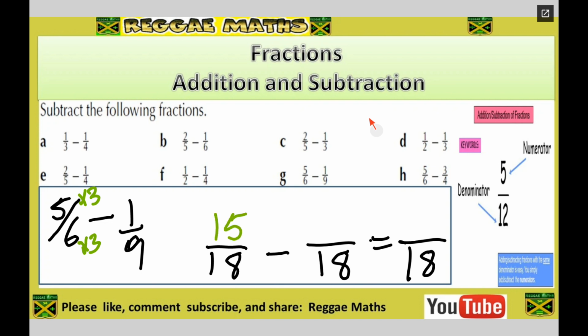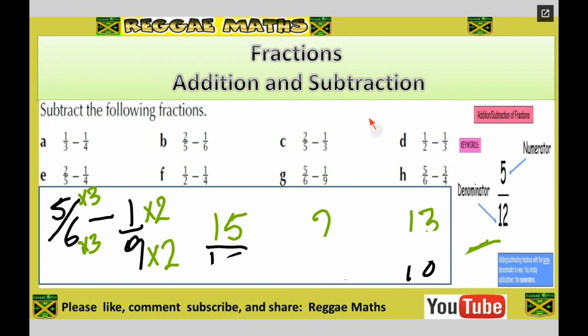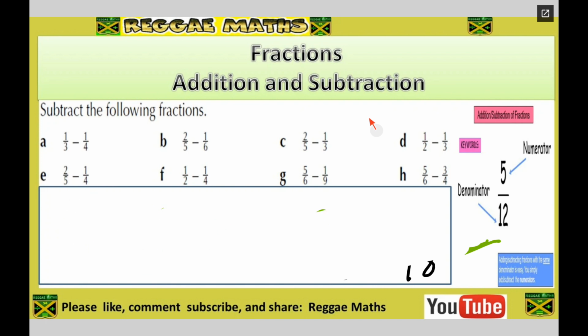Next, look at 9. What did I do? Times by 2. So 2 times 1 is 2. 2 from 15 is 13. Beautiful. Okay, so now if I do one more question, I'd like you now to have a go at question A to question E, please, before you move on.